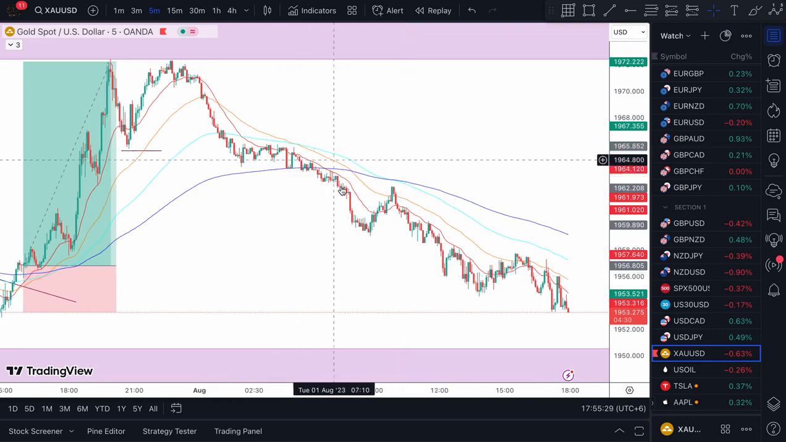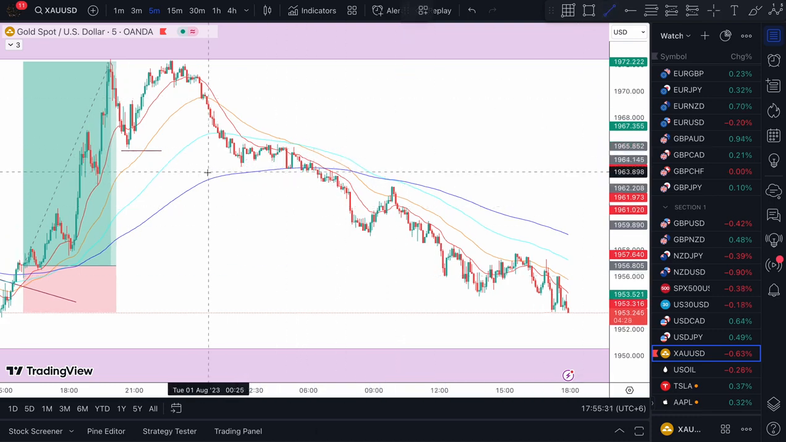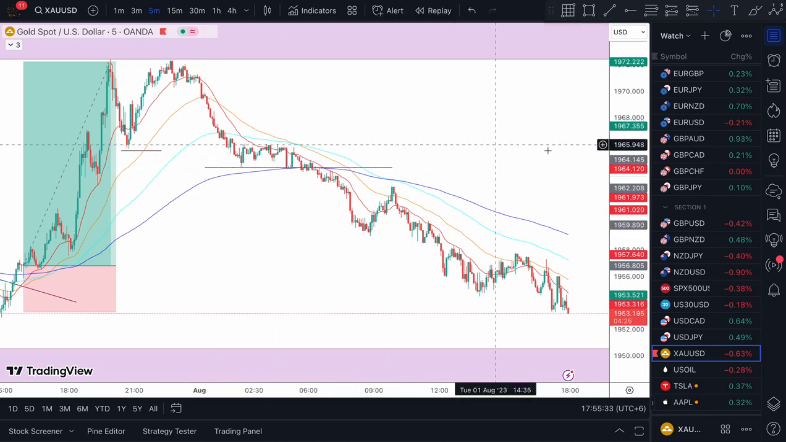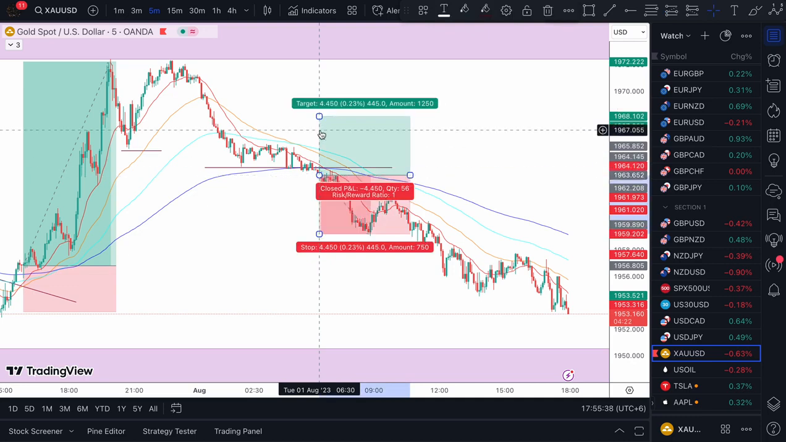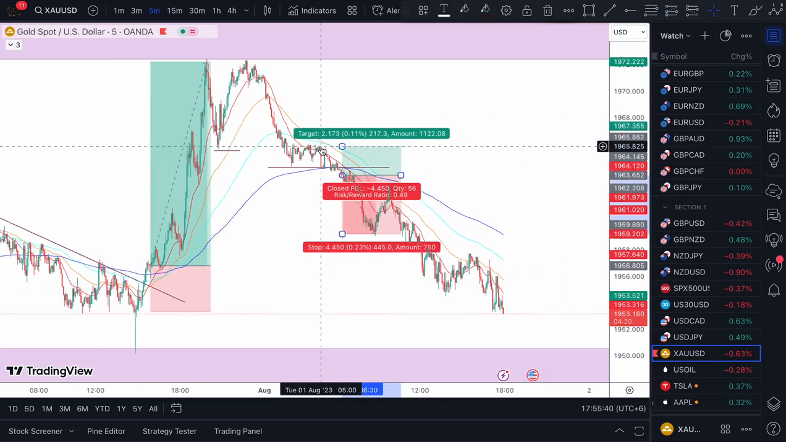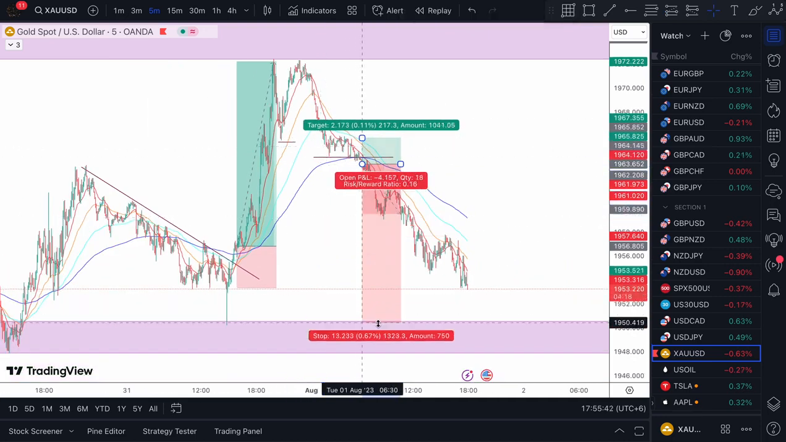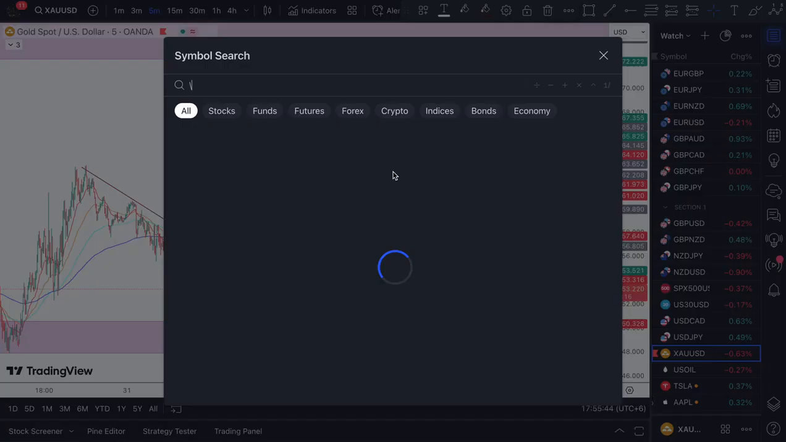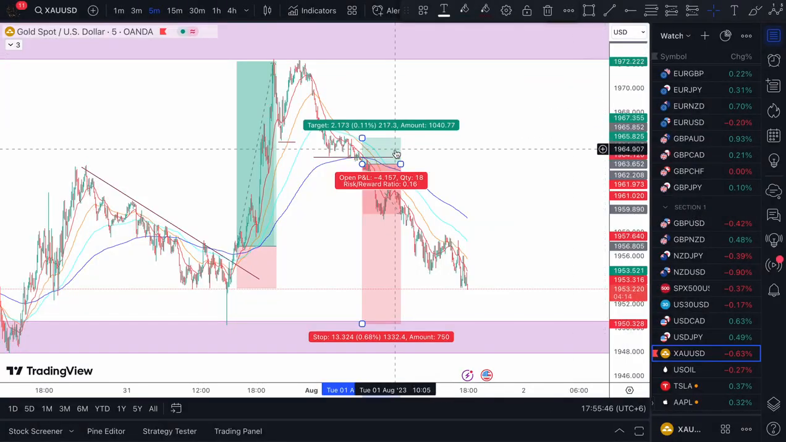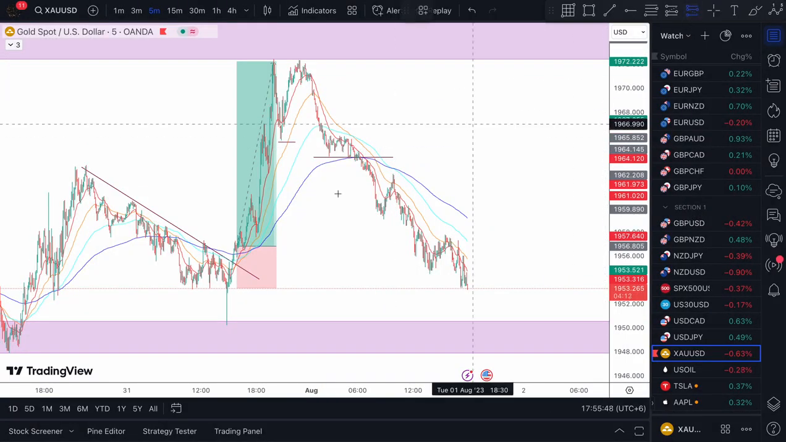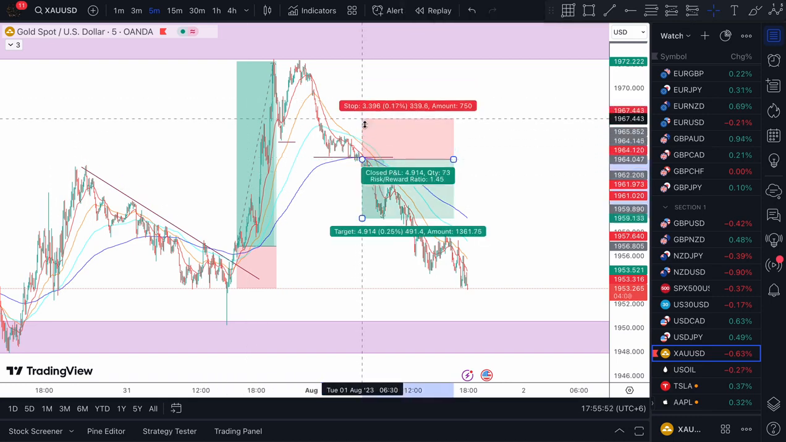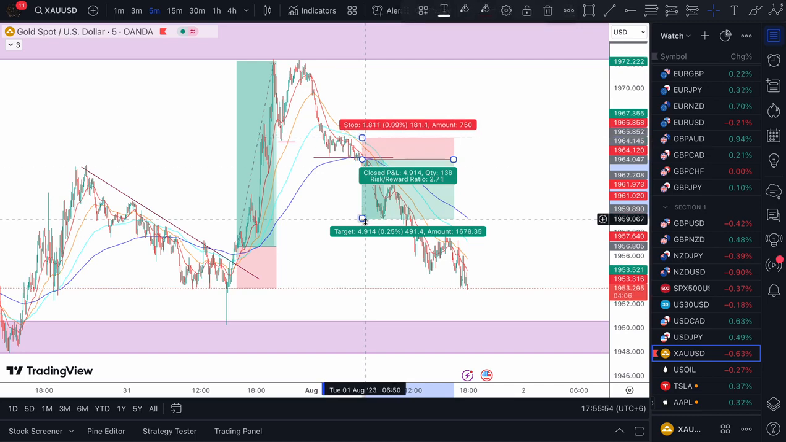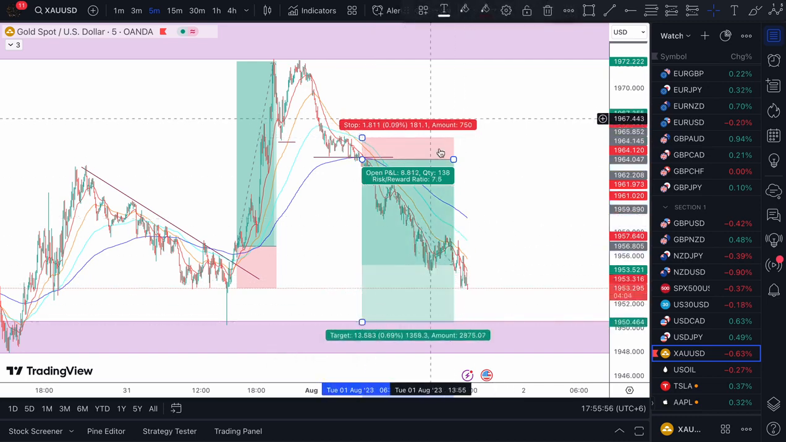I'll wait for the intersection of the EMAs. Look, the intersection happened here. I'll place my entry here, stop loss above this high. My take profit would be here, around here. Sorry, I placed the wrong entry. Entry would be here, just below the 200 EMA. Take profit would be here.